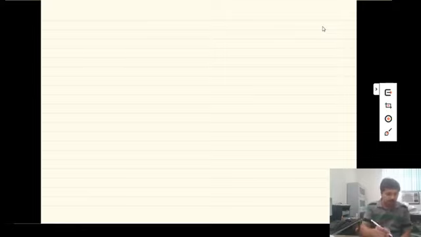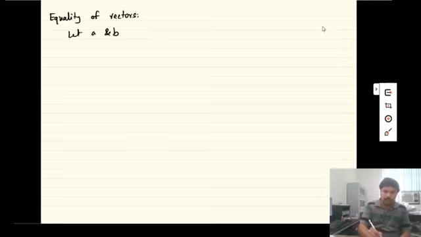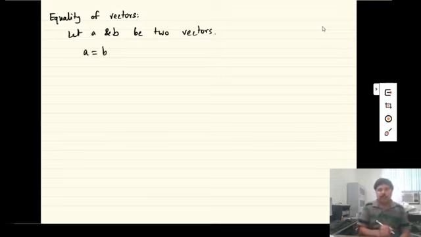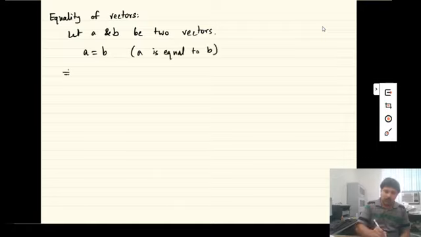Okay, so the first thing that we will like to talk about is equality of vectors. So let a and b be two vectors. You call a is equal to b. This is true if and only if, so these double arrows mean if and only if, ai is equal to bi for every i.